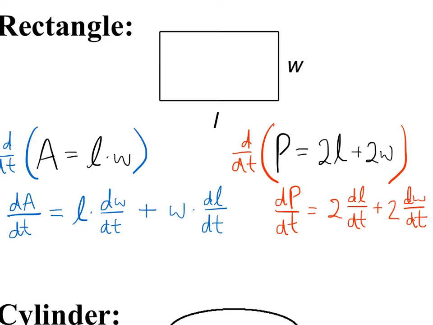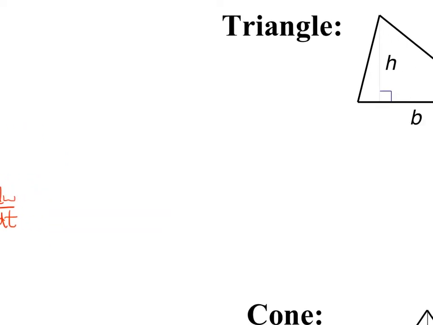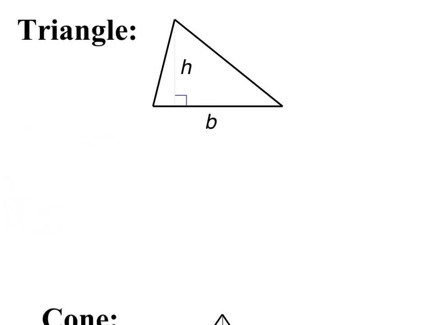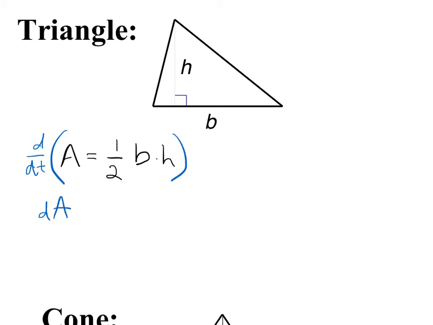All right. So a triangle will be very, very similar. The one major difference, instead of length times width, we use base and height for triangles. The other main thing to remember is this: the area of a triangle is 1/2 base times height. So when I ask you for the derivative of the area of a triangle, we would get dA/dt is equal to, let's just take that 1/2 out of here for a second. And how would we take the derivative of b times h? Well, you guessed it, that's going to be the product rule.